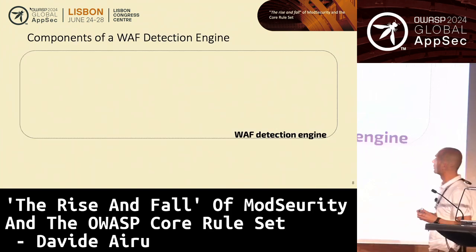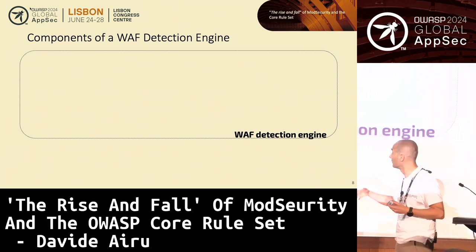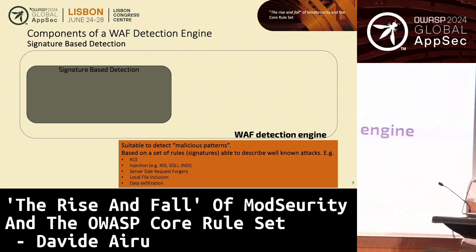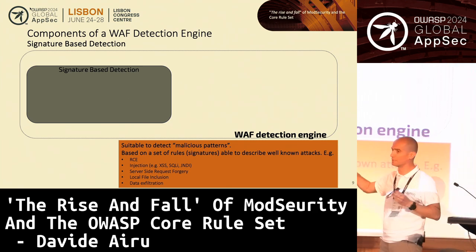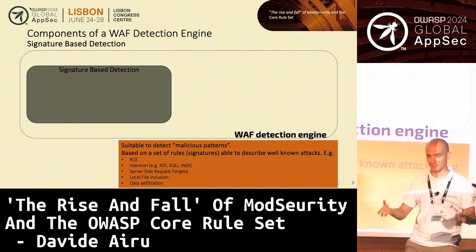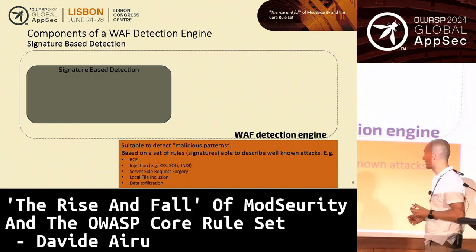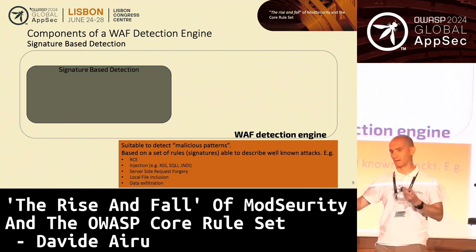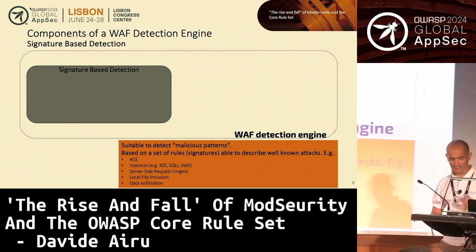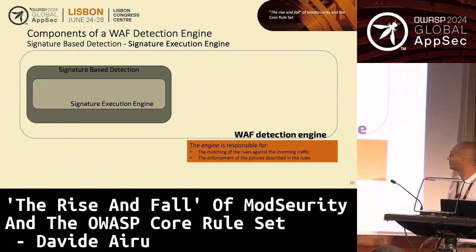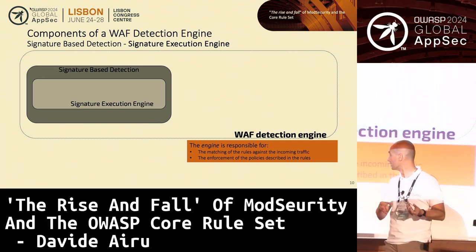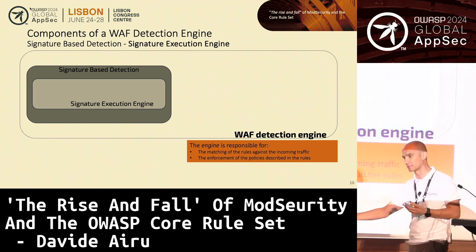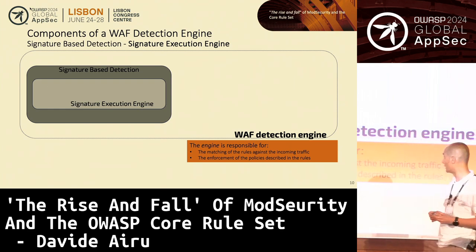What's behind a web application firewall? So we have basically a detection component, which is made of two parts, maybe three. One part of the detection is based on a set of rules and signatures. So for instance, the rule set, which basically describes attack patterns. Okay, so that's the idea. And in order to execute them on the traffic, what you need is an engine, so one component which is able to match the rules against the traffic and to enforce the actions that are described by the rules.